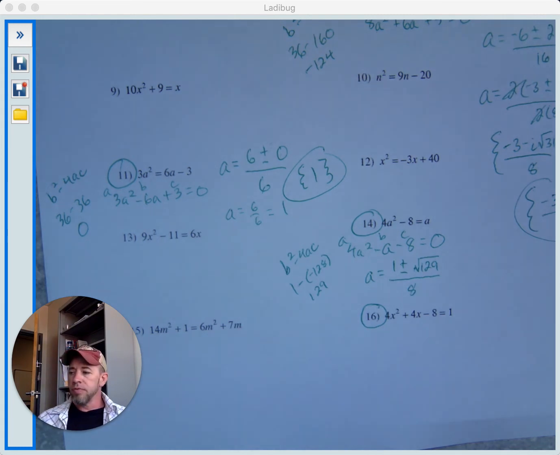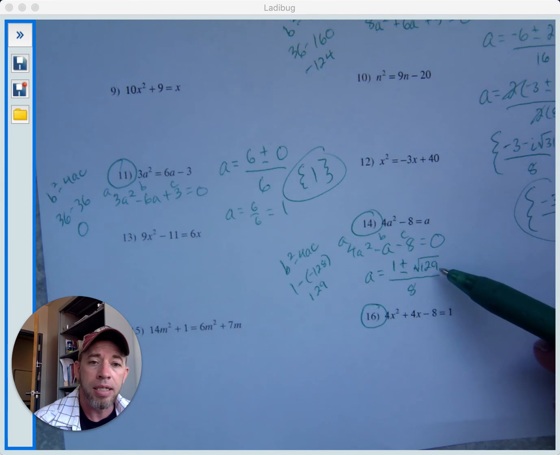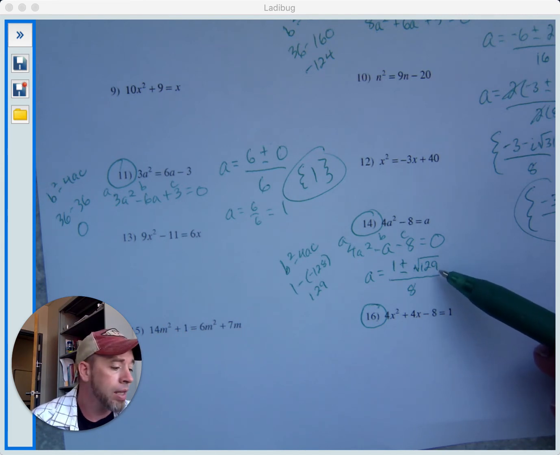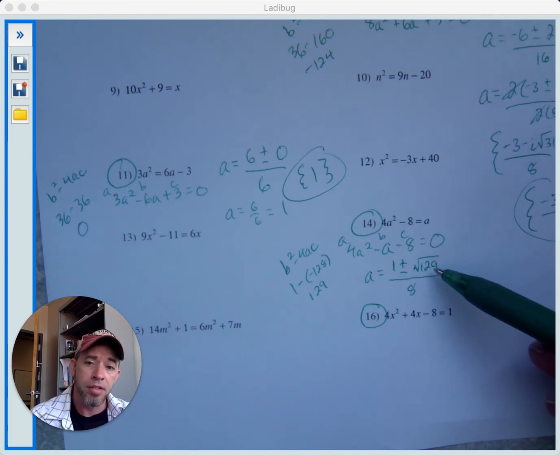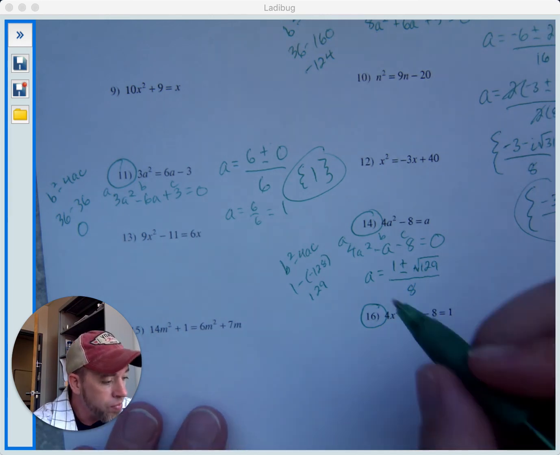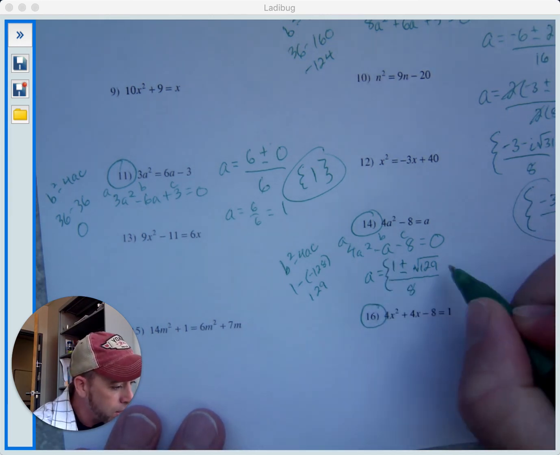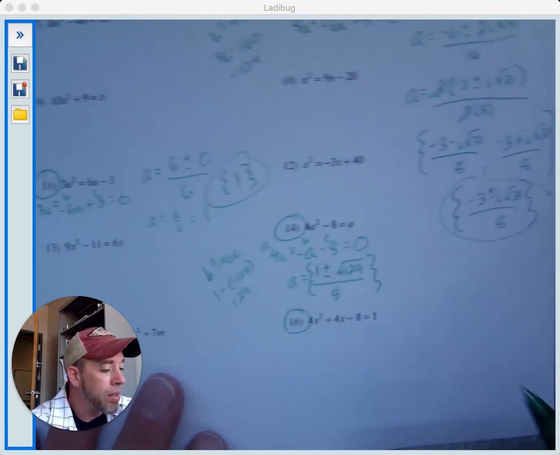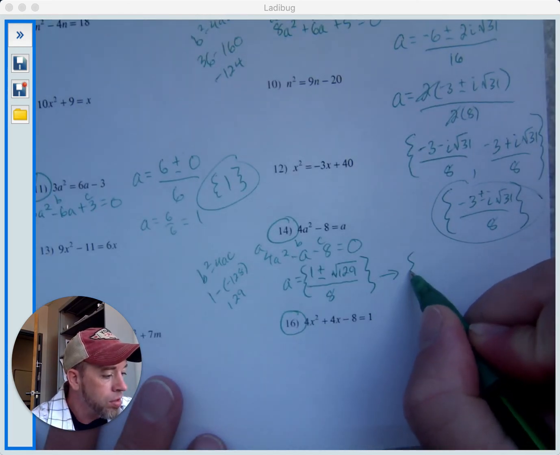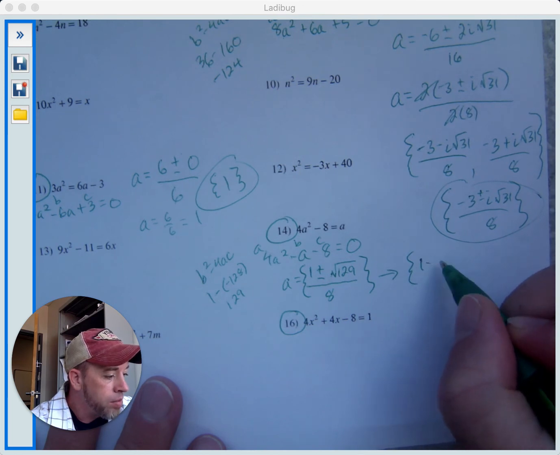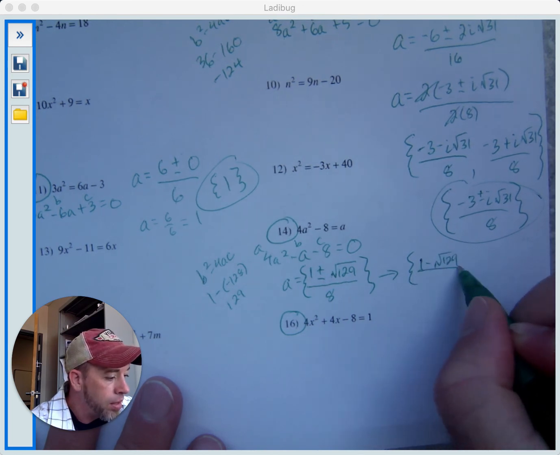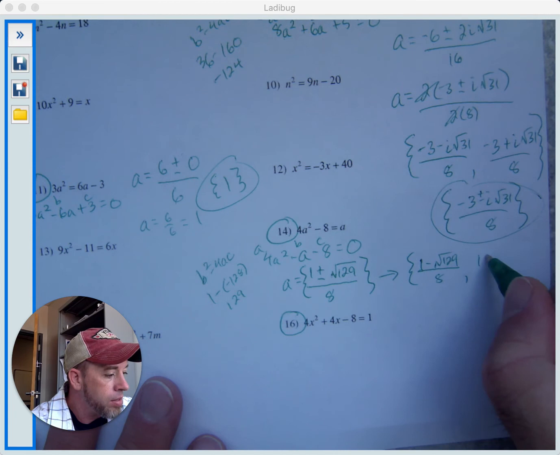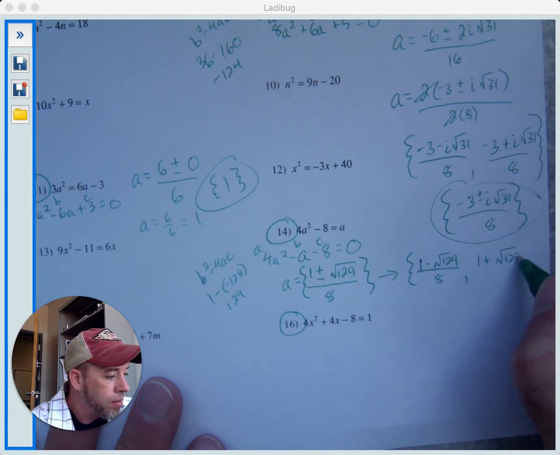This is kind of a nice case, I guess, because the square root of 129 cannot be simplified. 129 doesn't have any perfect square factors. So these are your two solutions. In fact, you could write the solution set in here. Or you could split it up and say your solutions are 1 minus square root of 129 all over 8, 1 plus square root of 129 all over 8.